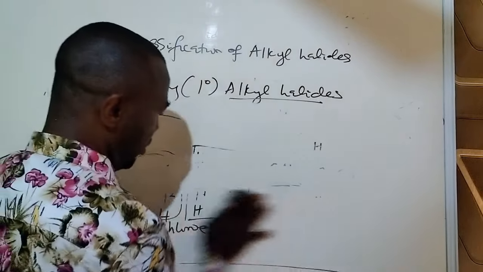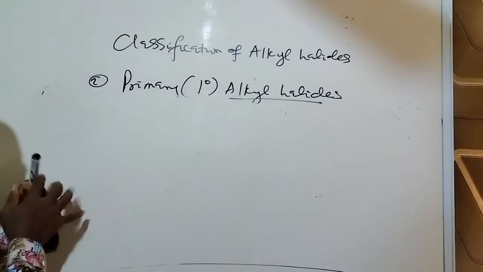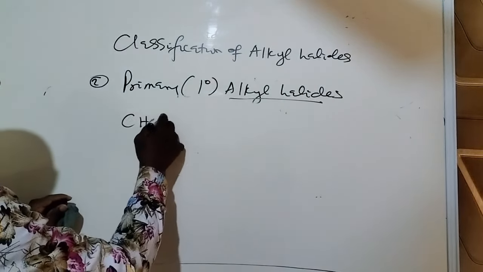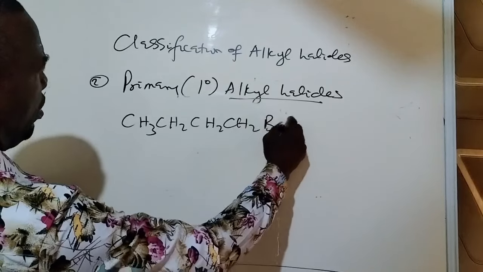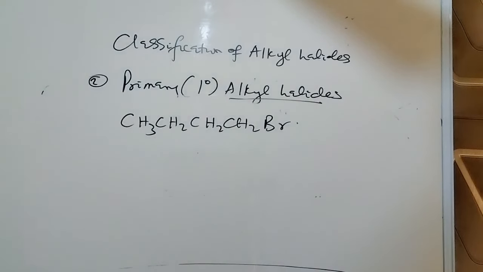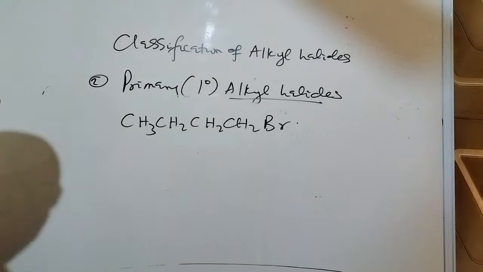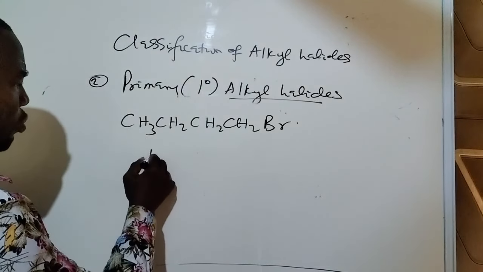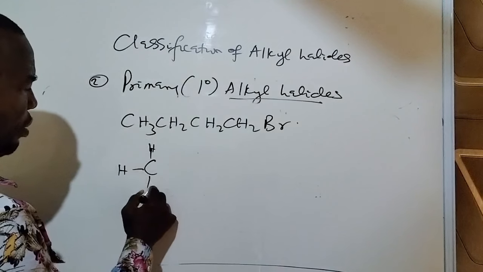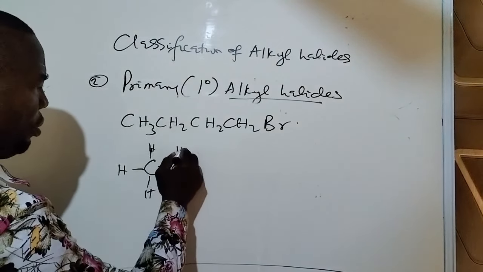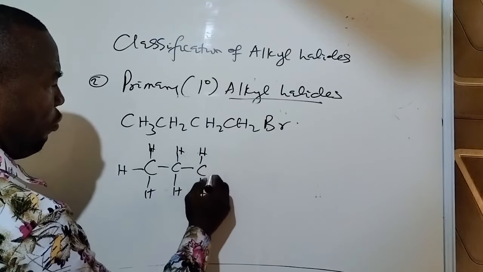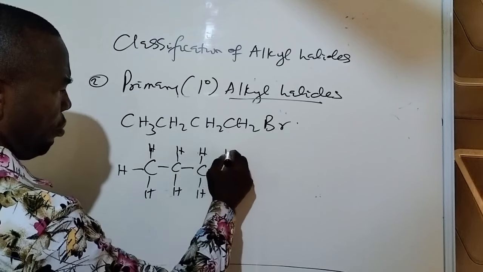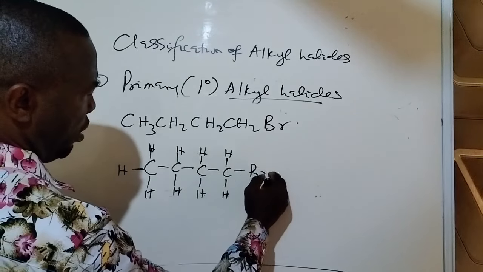Another example is this. CH3, CH2, CH2, CH2Br. This is also a primary alkyl halide. So why do we say it's a primary alkyl halide? Look at the structure very well. If I open the chain, the first carbon goes with 3 hydrogen. Second goes with 2 hydrogen. Third goes with 2 hydrogen. Fourth goes with 2 hydrogen. And you can see bromine here.